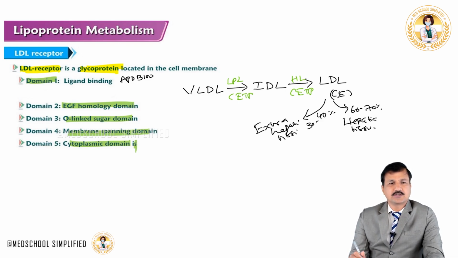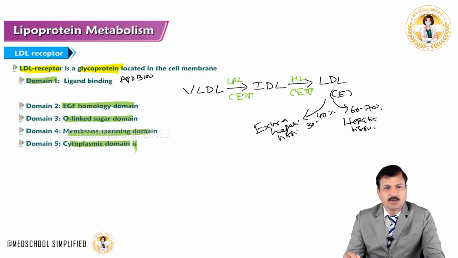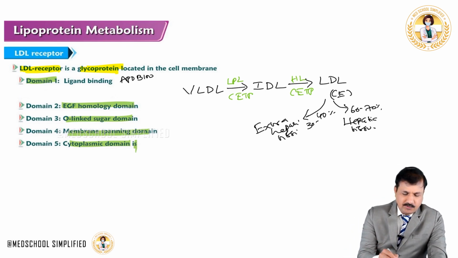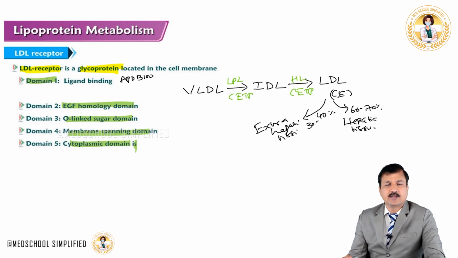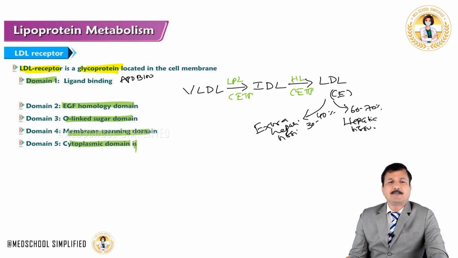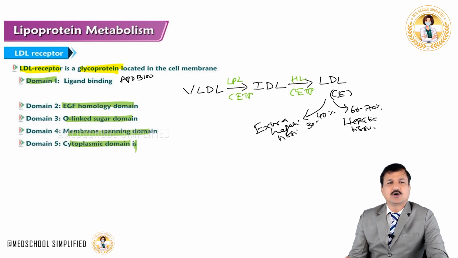Now what are the functions of these domains? Domain number 1, as I already told you, is going to interact with the ApoB100 apolipoprotein present over the LDL molecule. Domain number 2, the sequence of amino acids in this domain is similar to epidermal growth factor. And domain number 3 is where the sugar is attached to the LDL receptor, and that's why the LDL receptor is a glycoprotein.